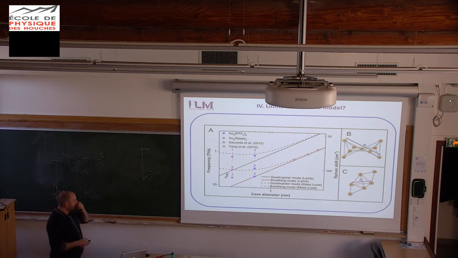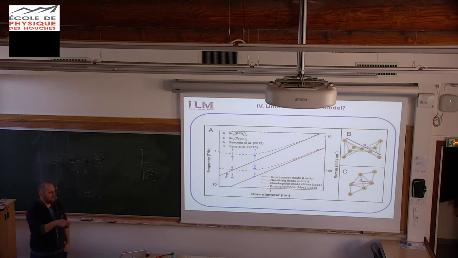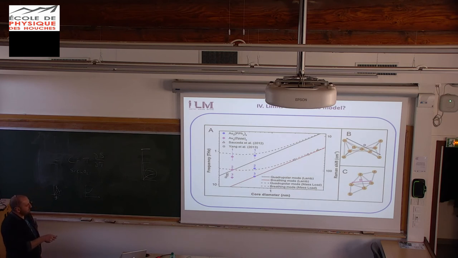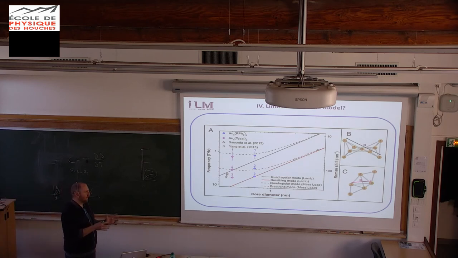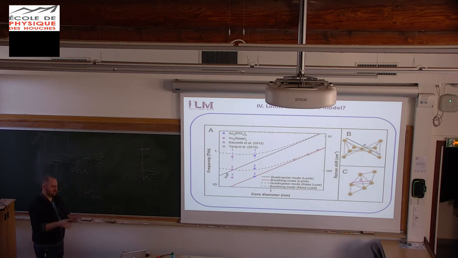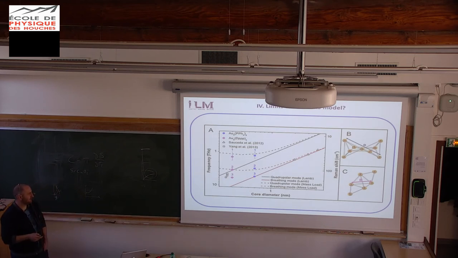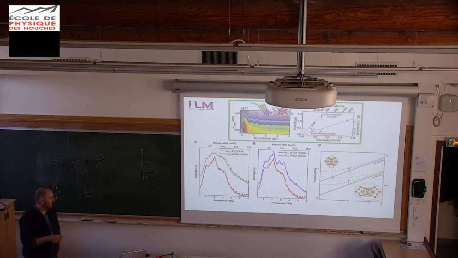But if we now consider that there are ligands everywhere, that they have mass, and we apply the simple model I showed you on the nanobalance before, you see that maybe it's still correct. So that means that if we consider the ligands, the Lamb model is still valid, which means that the elastic properties of the bulk can still be considered for such small things. This is really strange, and we don't have any answer yet, but we have to study it more. I just show you to compare.